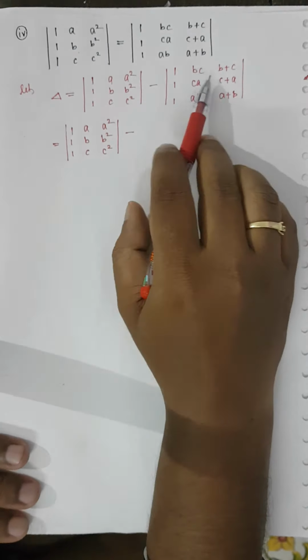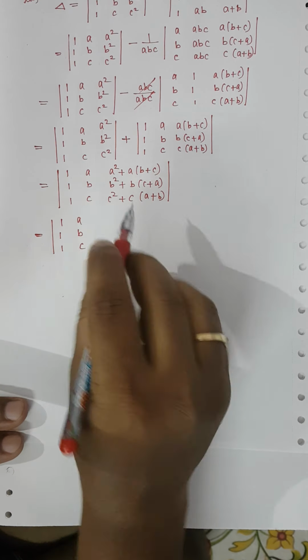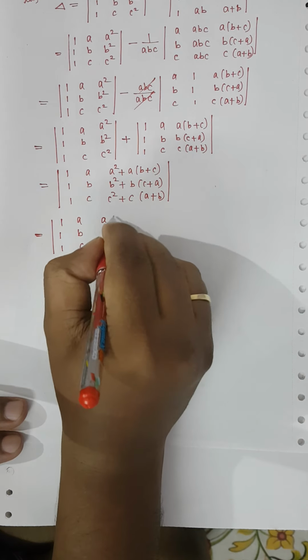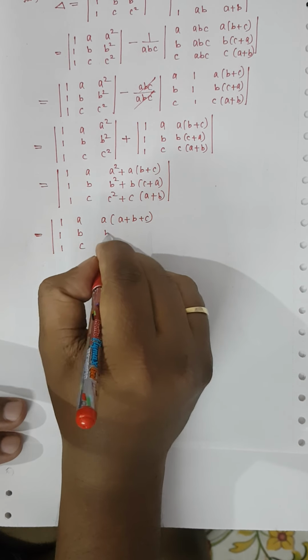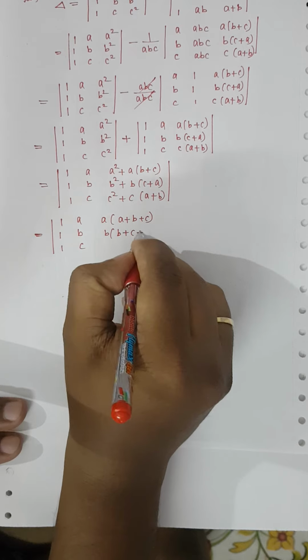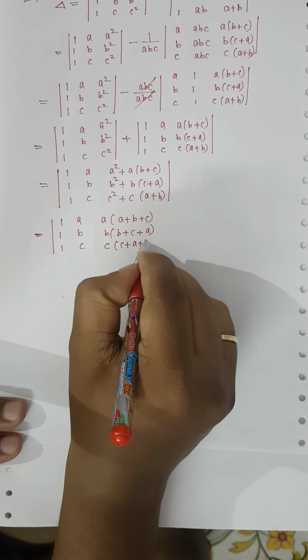Further calculating, we get 1 1 1, a b c. If you take a common, I will get a plus b plus c. Similarly, take common b, this is b plus c plus a, and take common c, this is c plus a plus b.